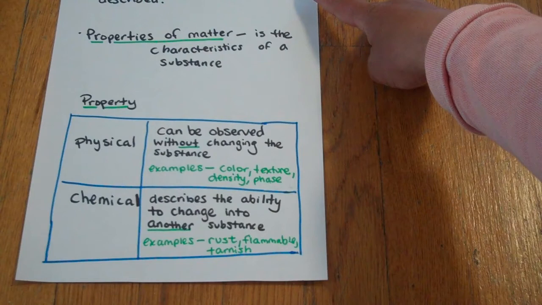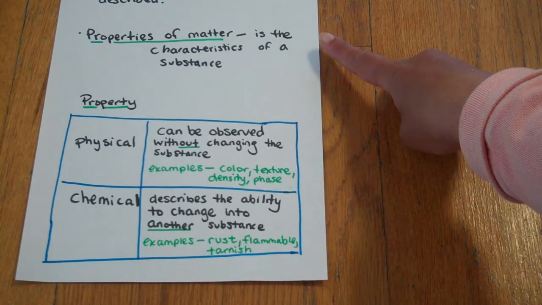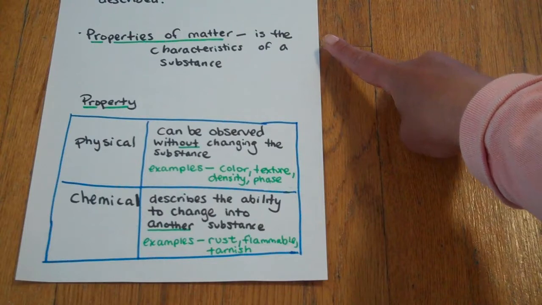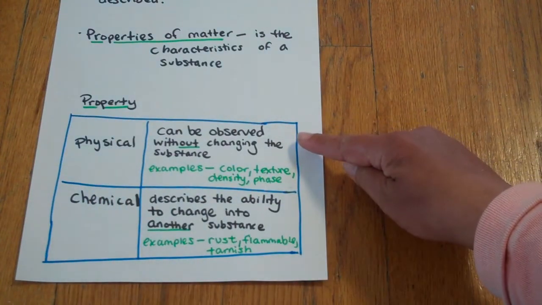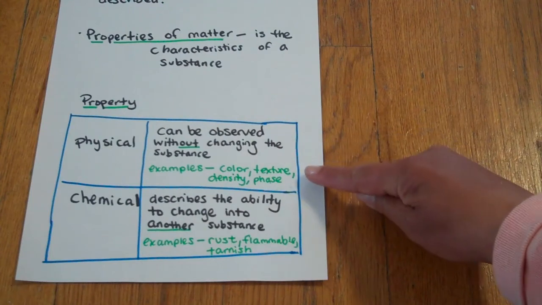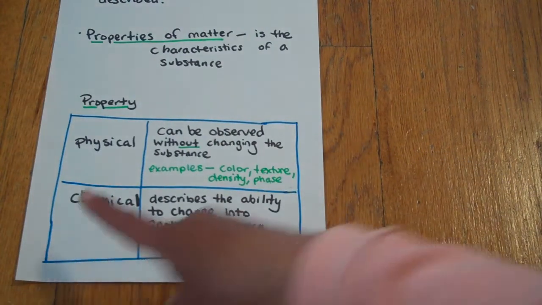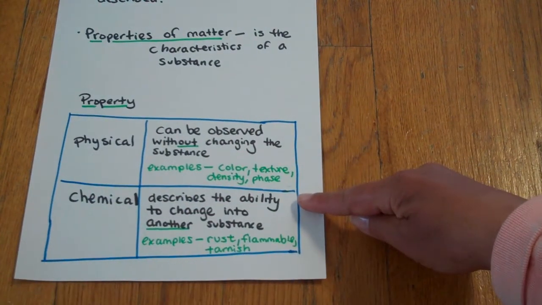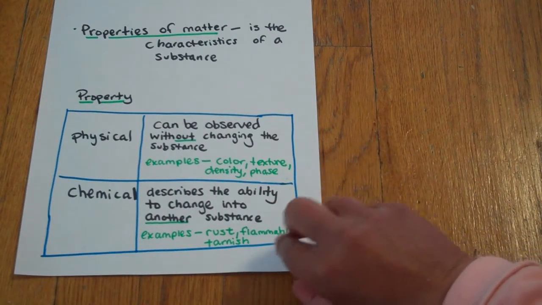How can changes in matter be described? Well, properties of matter are the characteristics of the substance. You can look at the physical properties, which can be observed without changing the substance. For example, looking at the color, texture, density, or the phase that it's in. Chemical properties describe the ability to change into another substance. For example, if it rusts, it's flammable, or it tarnishes.